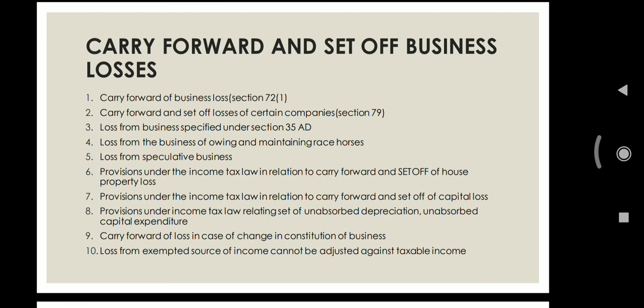And the last case is that loss from an exempted source of income cannot be adjusted against taxable income. That means if income from a particular source is exempted from tax, then the loss from that source cannot be set off against any other income. For example, agricultural income is exempted from tax. Hence, if a taxpayer incurs loss from agriculture, then the loss cannot be adjusted against any other taxable income.